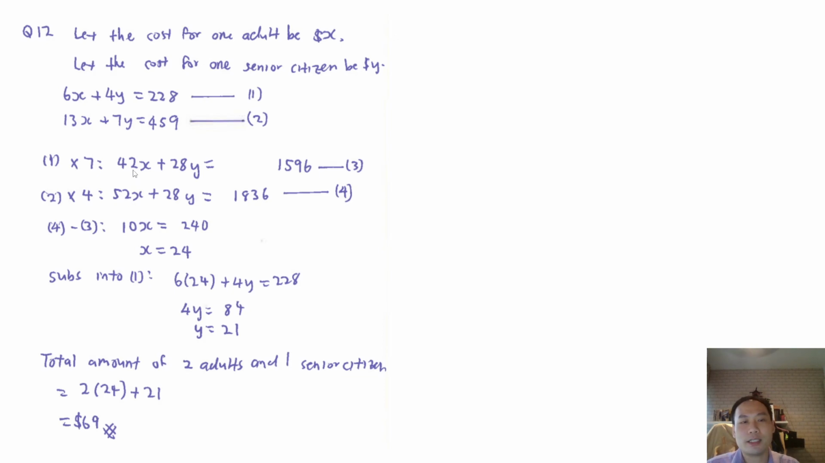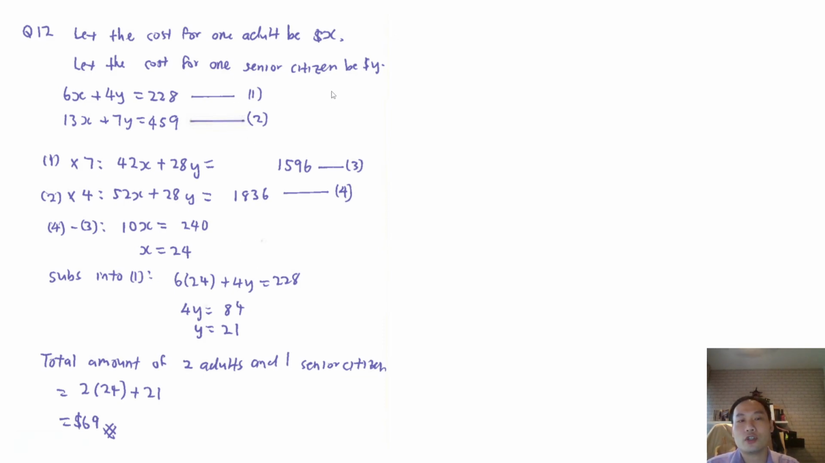So 52x minus 42x gives us 10x. Y gets eliminated because 28y minus 28y is 0. And then 1836 minus 1596, we get 240. So that brings us to x equals to 24, right? So x equals to 24 means the cost of one adult is actually $24.